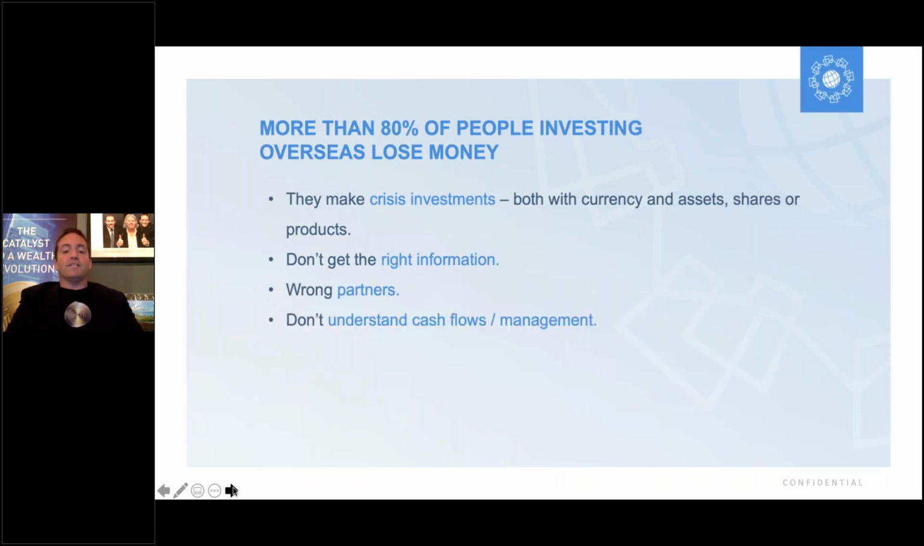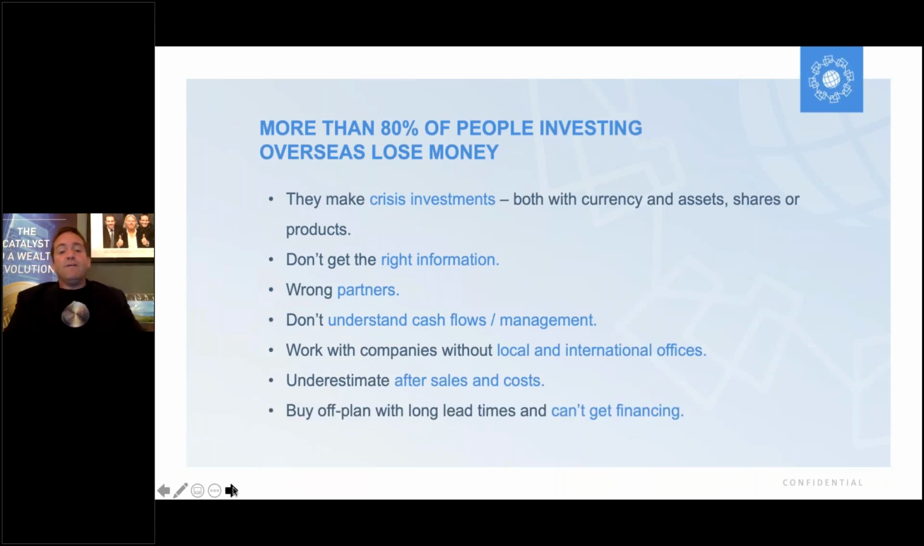They've got the wrong partners. They don't understand cash flow. They work with companies without local and international offices. They underestimate the after sales and the costs. And one of my favorites is that they buy off plan.